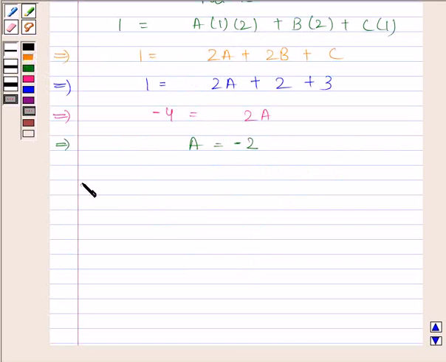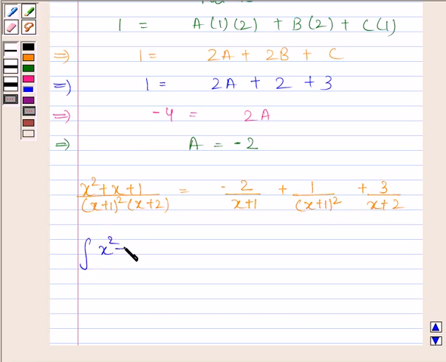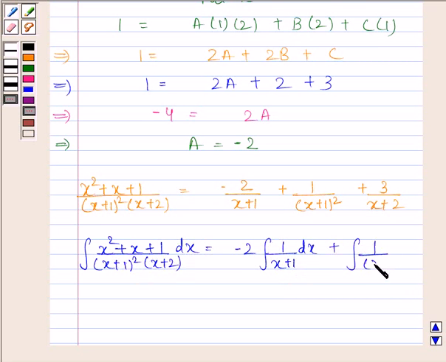So (x² + x + 1) / ((x + 1)²(x + 2)) is equal to minus 2/(x + 1) + 1/(x + 1)² + 3/(x + 2). Now this implies the integral of (x² + x + 1) / ((x + 1)²(x + 2)) with respect to x is equal to minus 2 into the integral of 1/(x + 1) dx plus the integral of 1/(x + 1)² dx plus 3 into the integral of 1/(x + 2) dx.